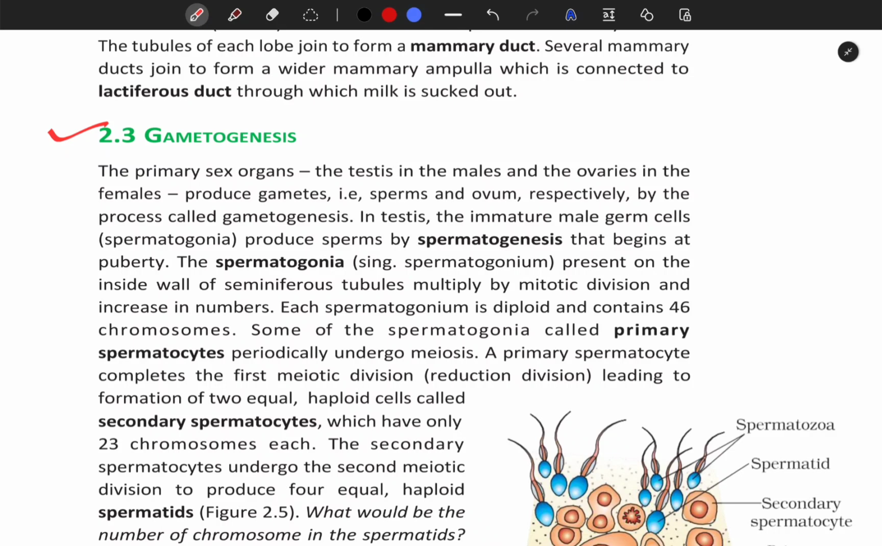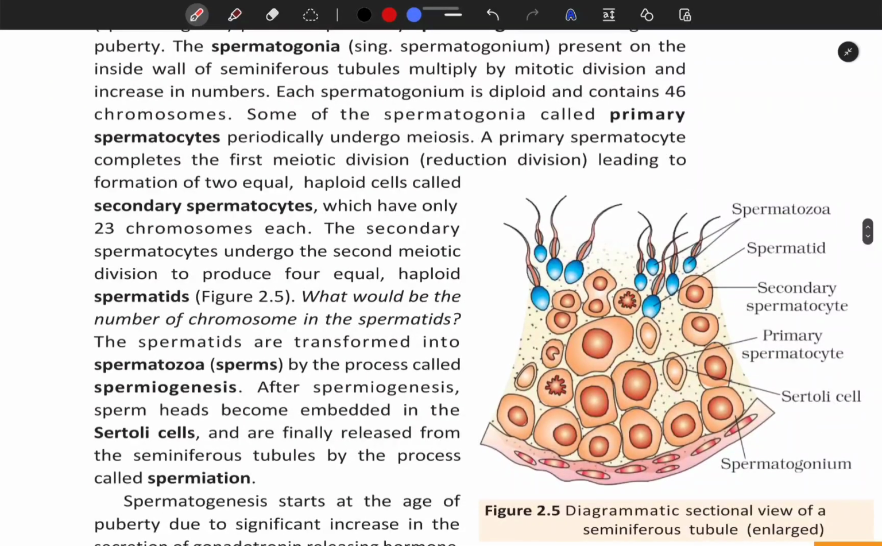Each spermatogonium is diploid and contains 46 chromosomes. Some of these spermatogonia, called primary spermatocytes, periodically undergo meiosis. A primary spermatocyte completes the first meiotic division, that is reduction division, leading to formation of two equal haploid cells called secondary spermatocytes, which have only 23 chromosomes each. The secondary spermatocytes undergo the second meiotic division to produce four equal haploid spermatids.